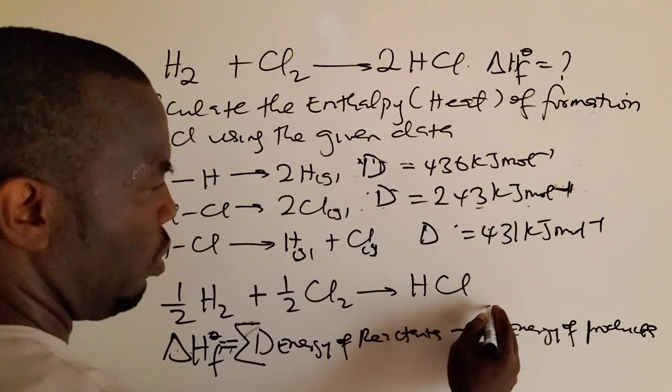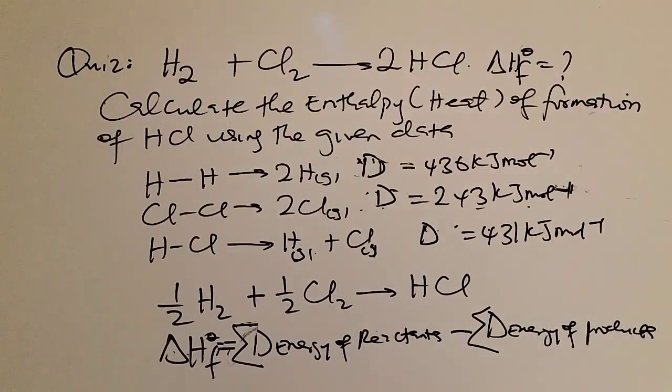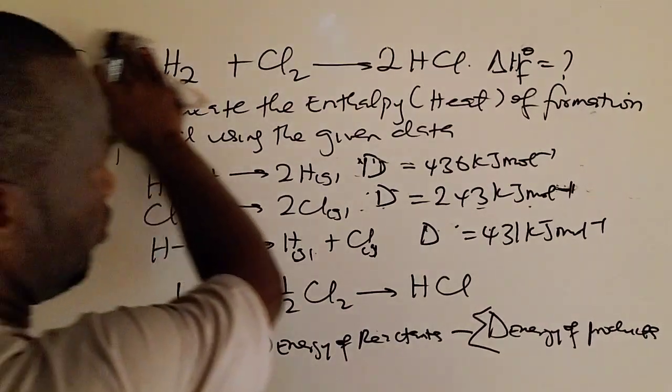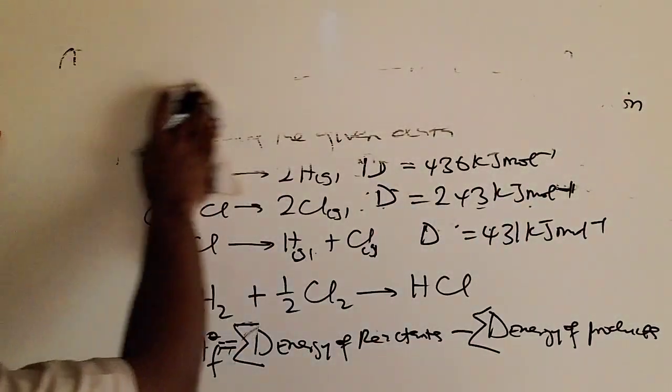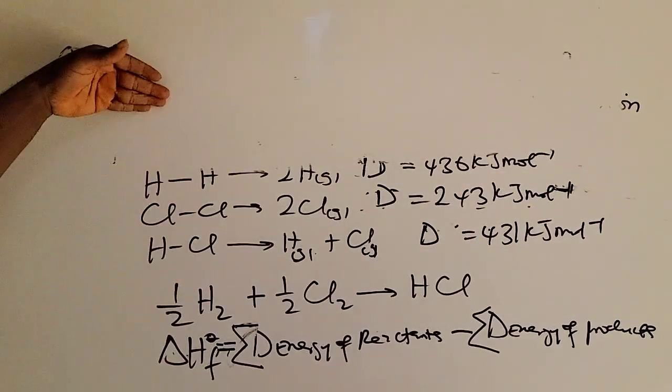Summation, the total of the bond energy of reactants minus the total or summation of bond energy of products. So having done that, I think we'll move up and then solve to make it clearer. We now have the equation we're working with, not the former previous one.